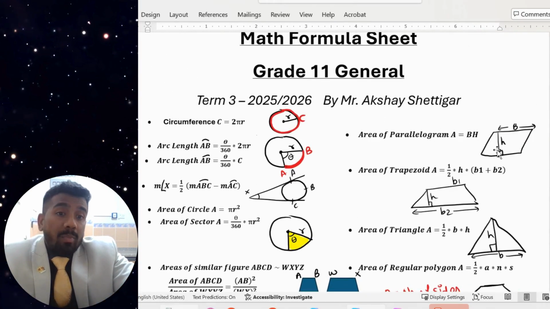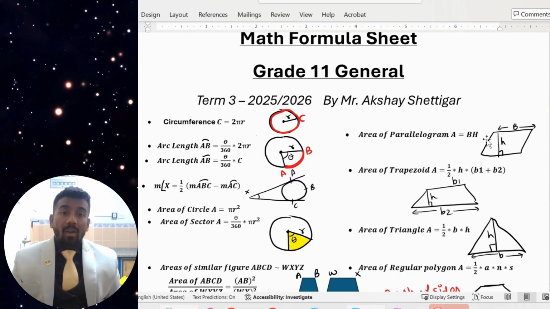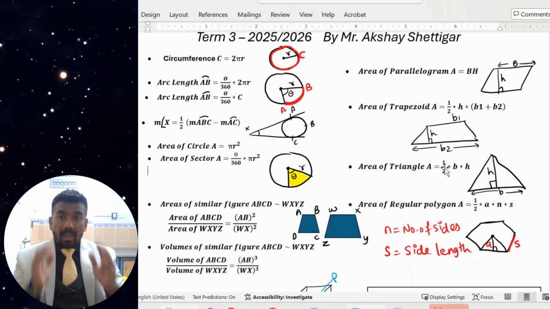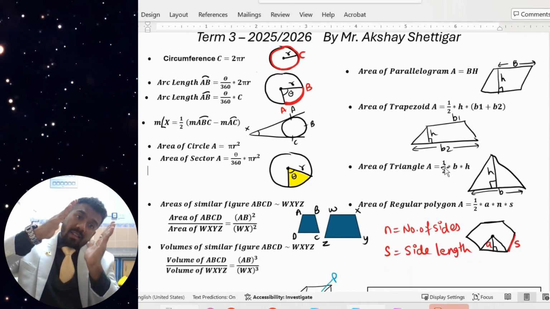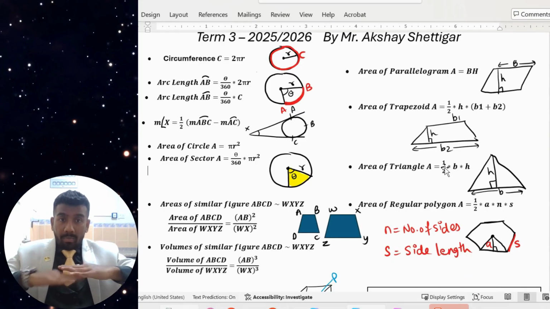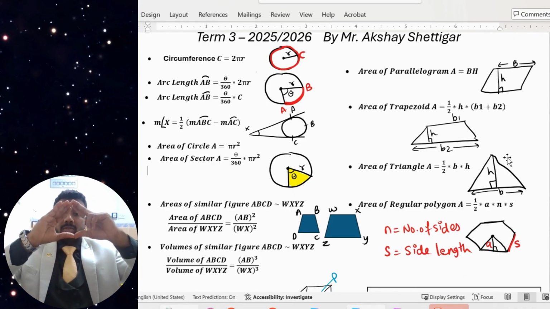Then you have area of parallelogram. So when you have a parallelogram like a figure, now I'll tell you how you determine which figure is which. If the figure is slanting, then it's a parallelogram. If the figure is like this, one small, one big, then it's a trapezoid. And if it's a triangle, you know what a triangle is.